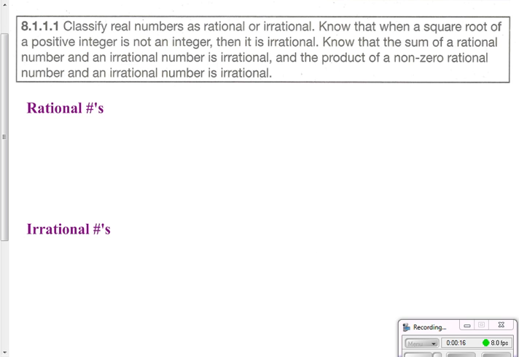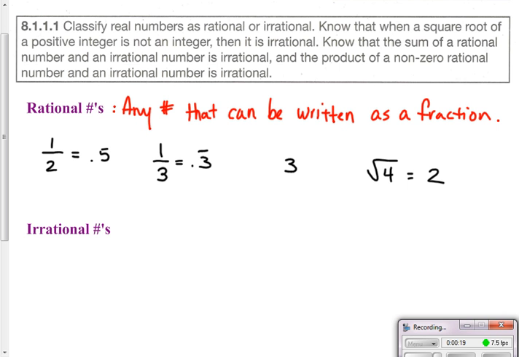So here's some examples. All of these examples are rational numbers. As mentioned, a rational number is a fraction. As a decimal, this fraction terminates or stops: 0.5, 1/2 is 0.5. All fractions are rational numbers. As a decimal, this fraction repeats, so 0.3 repeating. 3 is an integer. We can make that a fraction as 3 over 1.